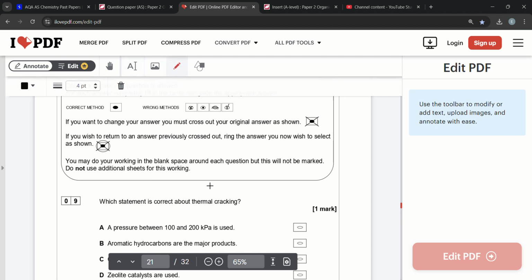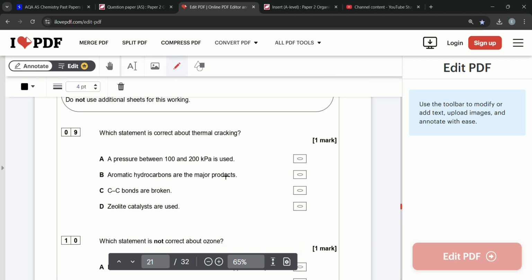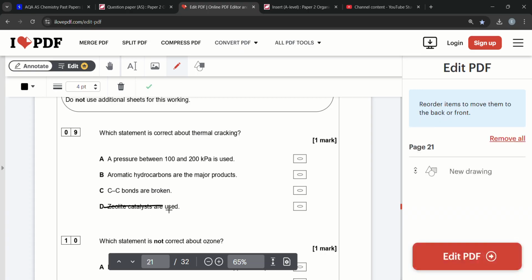Question 9. Which statement is correct about thermal cracking? Pressure used, don't really need to know that. Zeolite catalysts are used in thermal cracking? No. Aromatic hydrocarbons are the major products in catalytic cracking. The answer is C-C bonds are broken.